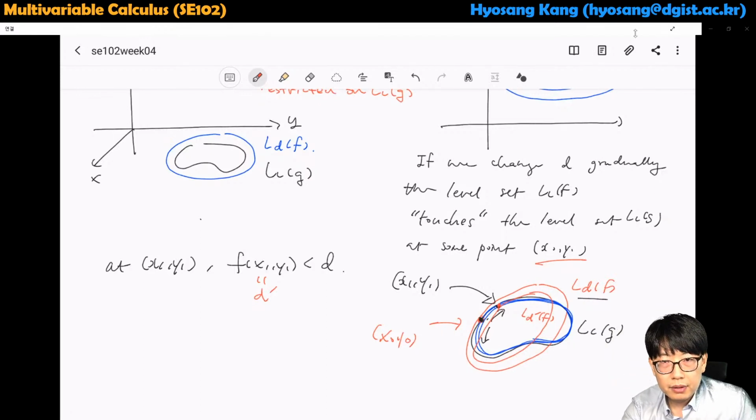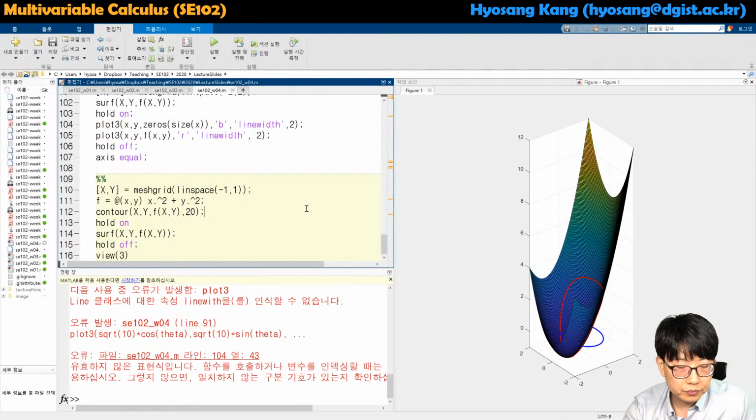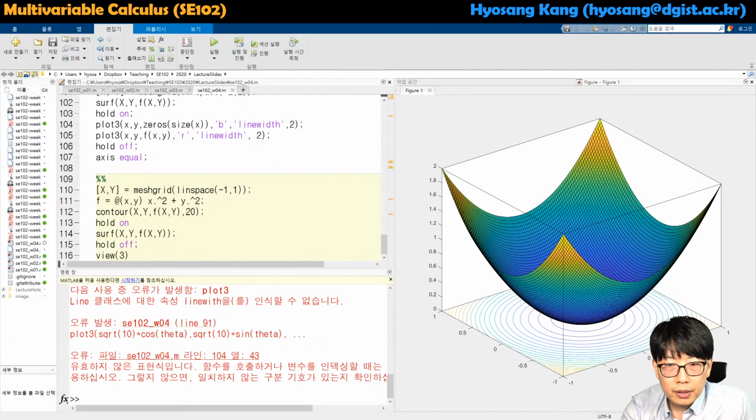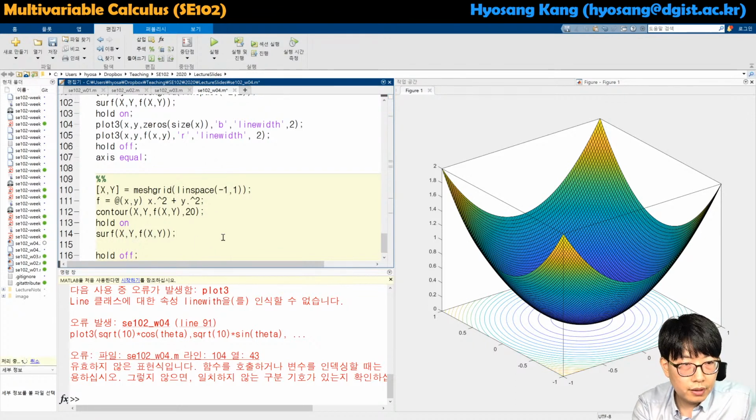Let me graph that in MATLAB here. So that's already done here. Right, and let me draw another one. So here we have a graph of function x squared plus y squared, and on the xy plane there are contour lines. And I will graph another function.